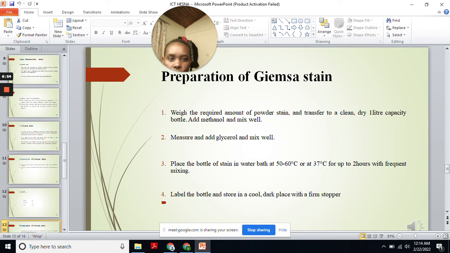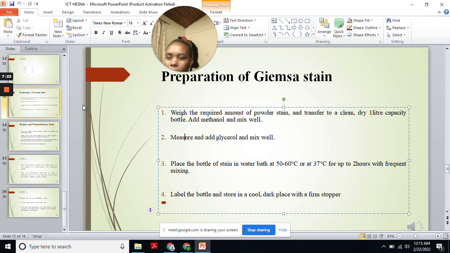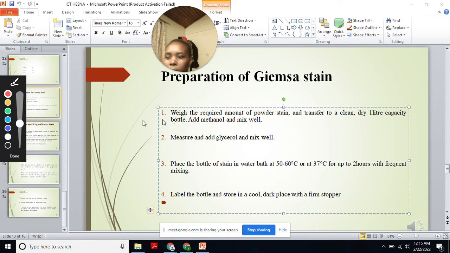Let's now see the preparation of Giemsa stain. Weigh the required amount of powder stain. Transfer to a clean, dry 1 liter bottle. Add methanol and mix. So the first component is the powder, then the methanol, followed by mixing. Next, measure and add glycerin, and mix well.